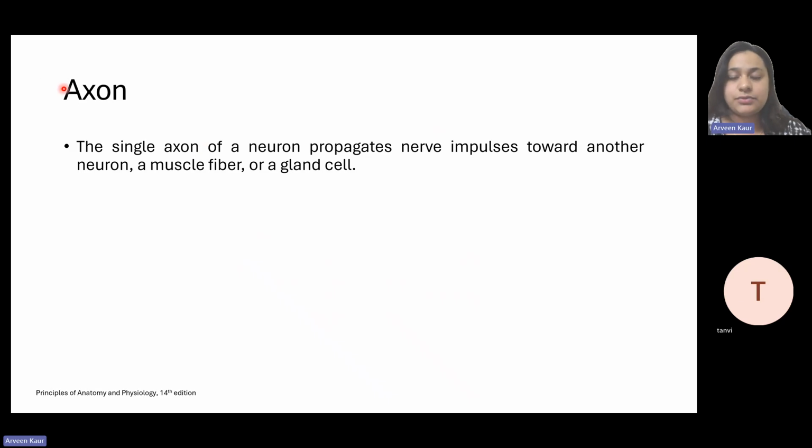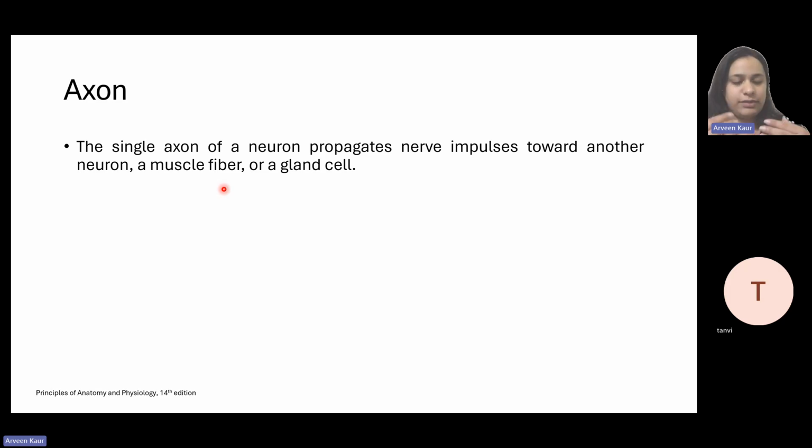Then comes the axon, which was the other neuronal extension, right? The single axon of a neuron propagates nerve impulses towards another neuron, or a muscle fiber, or a gland cell, right? What we said was the dendrite is the receiving end for the neuron. Whatever information is being transported will be received by the dendrite of a neuron.